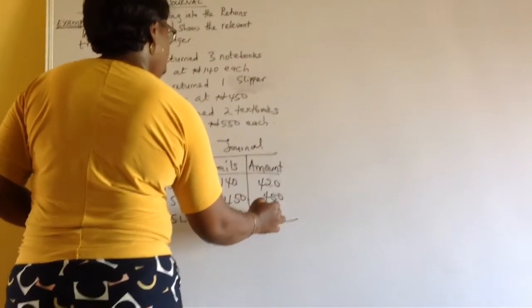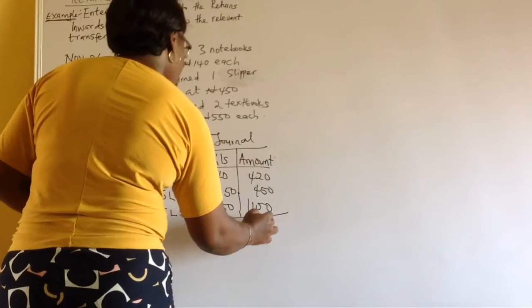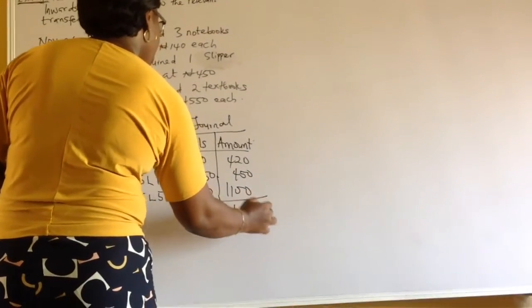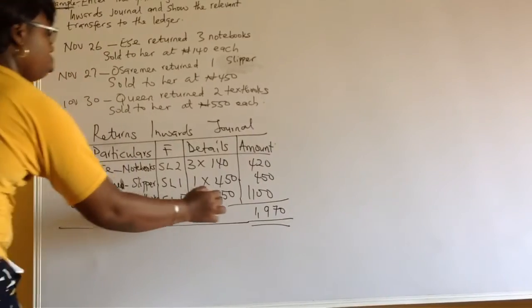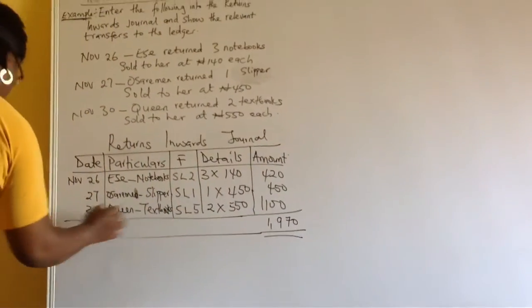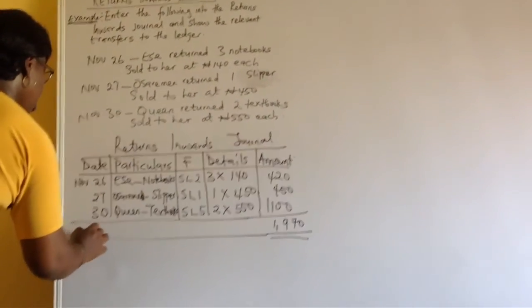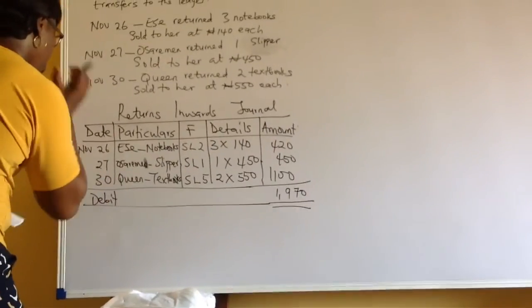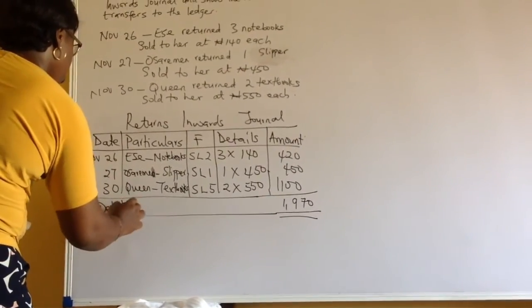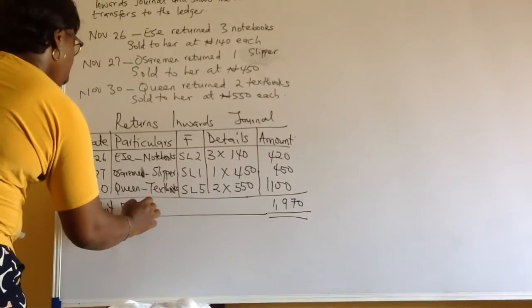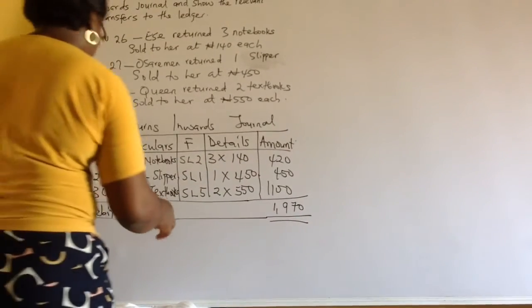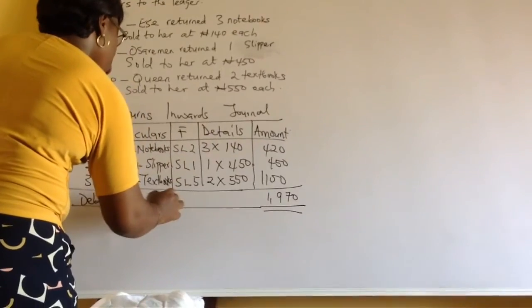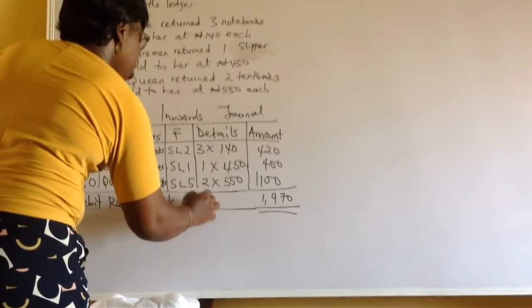The total, when you add this together, you have 1,970 naira. Now this total is to be debited. We debit returns inwards, that's the short form, returns inwards accounts in general ledger.